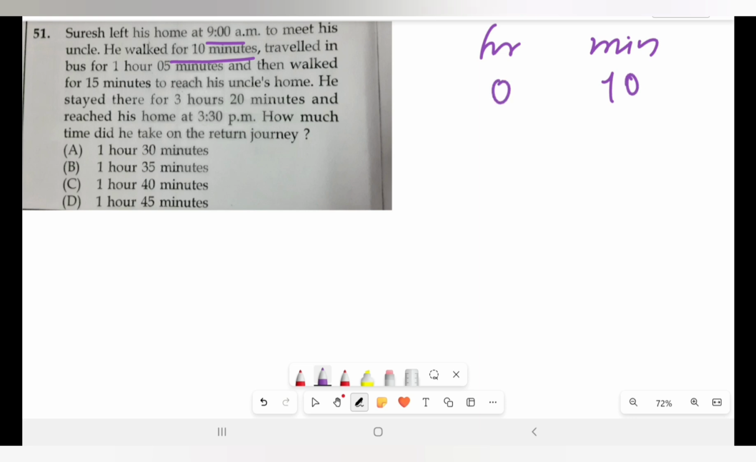Traveled in bus for 1 hour 5 minute. So 1 hour 05 minute. And then walked for 15 minute to reach his uncle home. So he walked 15 minute here, and he stayed there 3 hours 20 minutes. So in his uncle home, he stayed 3 hours 20 minutes.